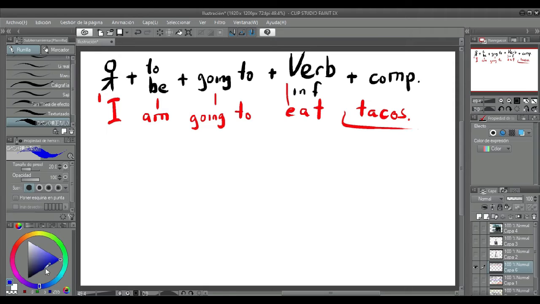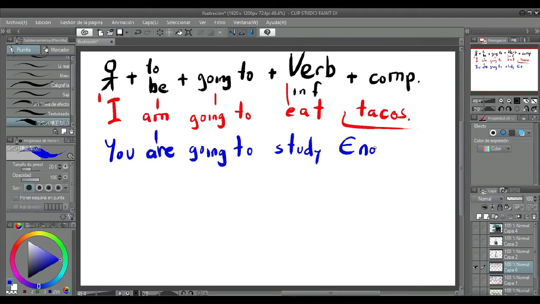Alright then. For other examples, we can write, for example, you, still the person, are, remember, verb to be, you are going to, no changes here, let's say study English, because you are good guys, you are going to study English. Alright, remember, these are things for future.